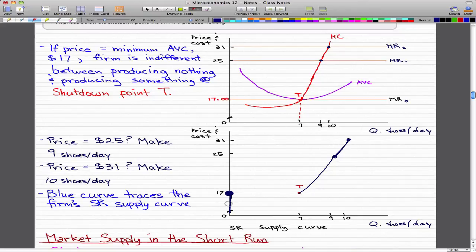So this blue curve that I'm tracing shows the firm's short-run supply curve. Between the prices of 0 and 17, we pretty much shut down. At the price of 17, we are indifferent between producing or not producing. Any price above that, we are producing, because we can cover our average variable costs and some of our fixed costs. And it's as simple as that. Hope I made it clear.